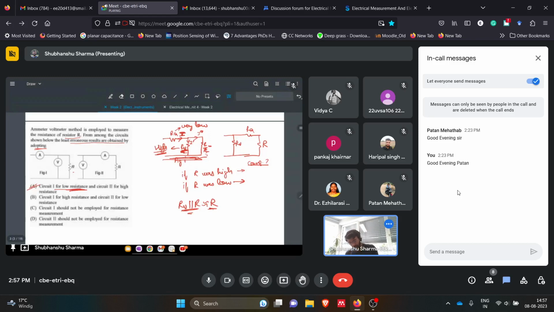And circuit 2 is for high resistances. In this circuit, if RA plus R is very high, so if this R is very high, then this will be approximately equal to R. So this RA will be having less loading on this R. So this is the reasoning for this. If you didn't get it, you can ask me again.